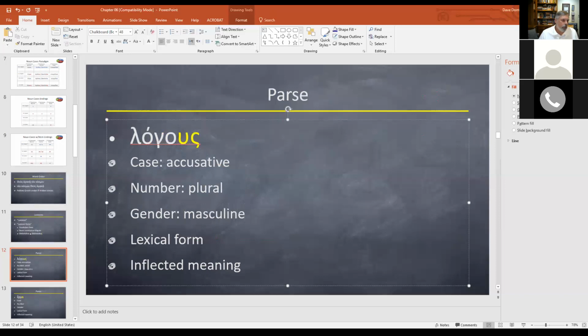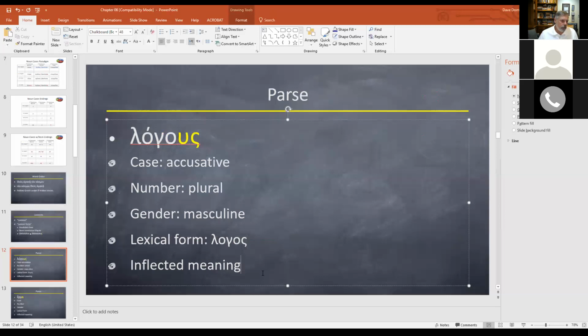Now, its lexical form, that's how I'm going to look it up in the lexicon. The lexical form is going to have the same stem. I have to be careful how I say that. There's my root, log. There's my stem, logo. And now the lexical form is nominative singular. That would be logos. Okay.